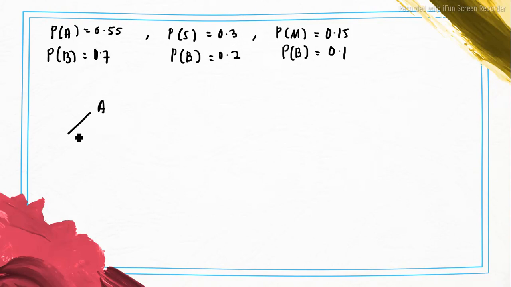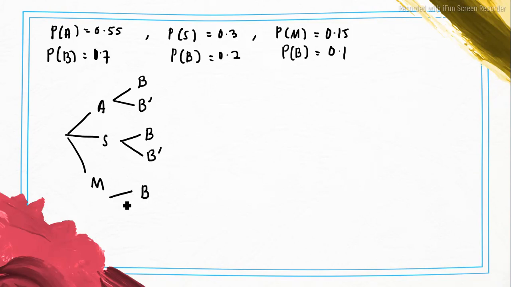It's either Aisha, Siti or Muna. Aisha mungkin boleh jadi dia pecahkan biskut, mungkin jadi juga biskut dia tak pecah. Same goes to Siti. Okay, and same goes to Muna. Okay, so this is your tree diagram, how it looks like. Okay, so untuk Aisyah, kamu dah ada dekat sini. Okay, 0.55. Okay, Siti 0.3 dan Muna is 0.15.